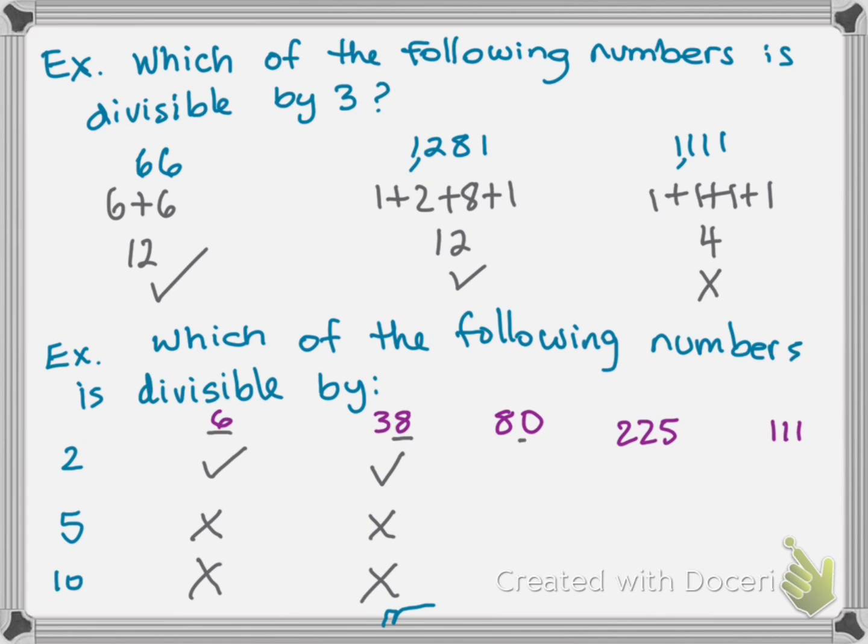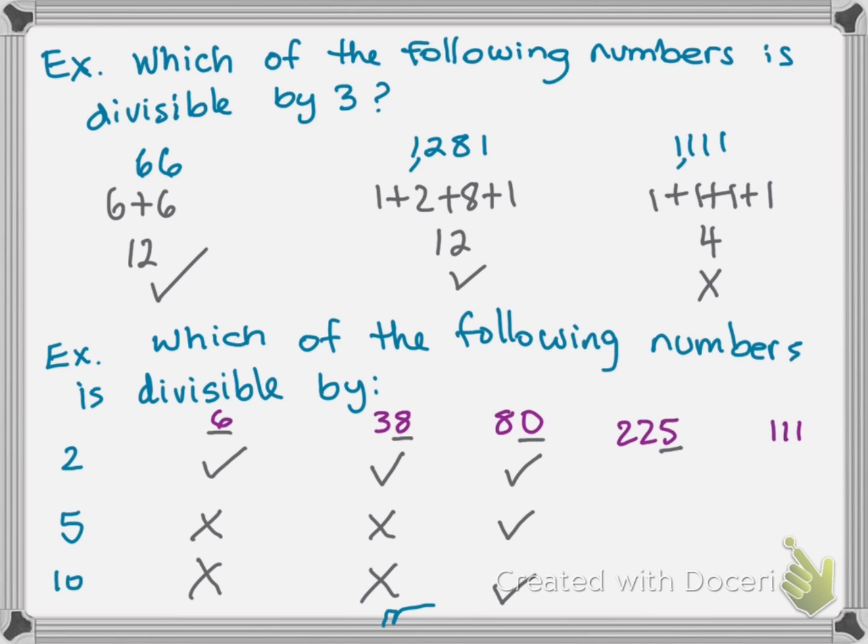Notice that we just have to look at the last digit. That's all we have to do for this exercise. And so in this case, it is divisible because it finishes in 0. It is divisible by 5 because it finishes in 0. And it is divisible by 10 because it finishes in 0.